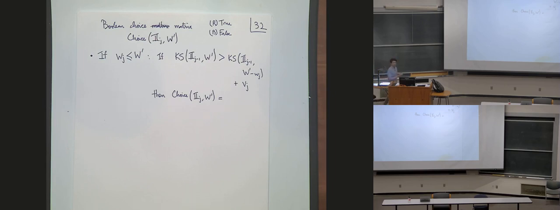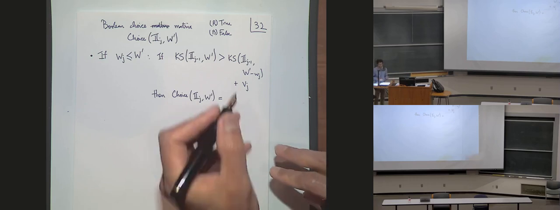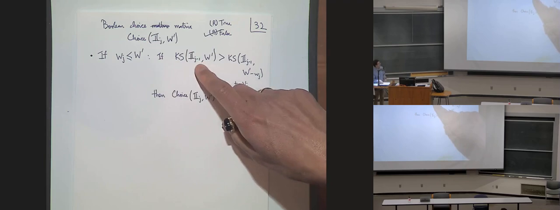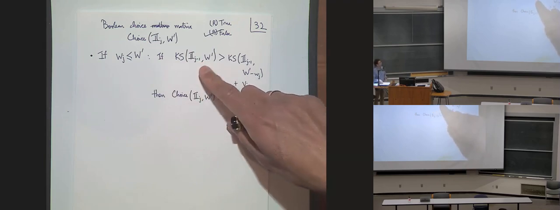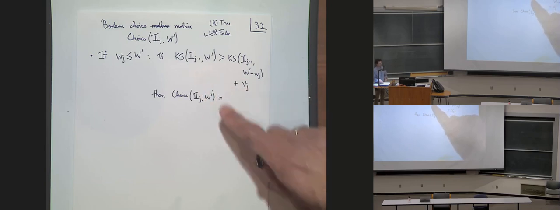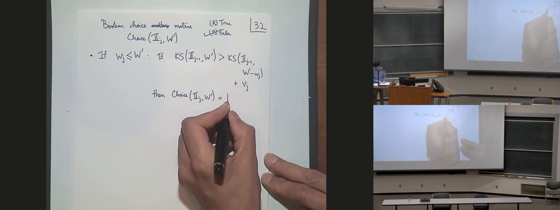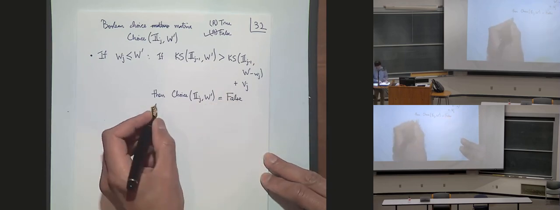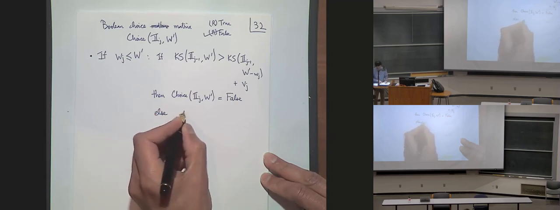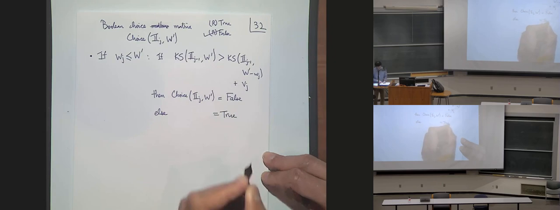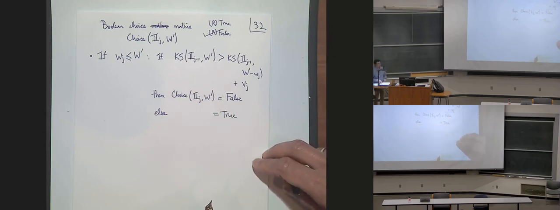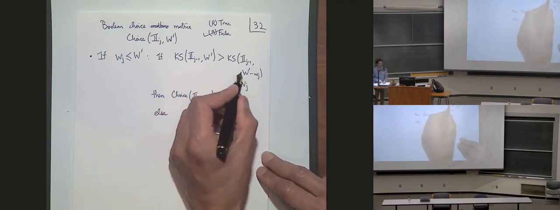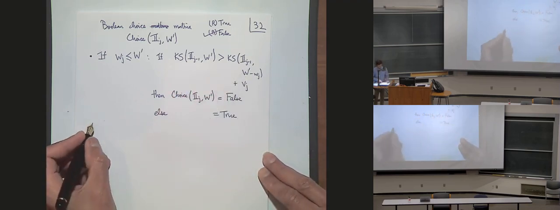Okay, what is the answer? Is it true or false? It seems like there's some confusion in the answers, but it's false, right? Because if you're getting a better knapsack value by not taking the item, then you should not pick the item. So this is false. Else, this is equal to true. Does that make sense? So the else basically says that it was beneficial to pick the item, so you should set it to be true.